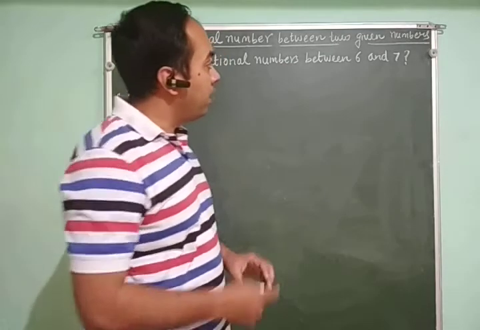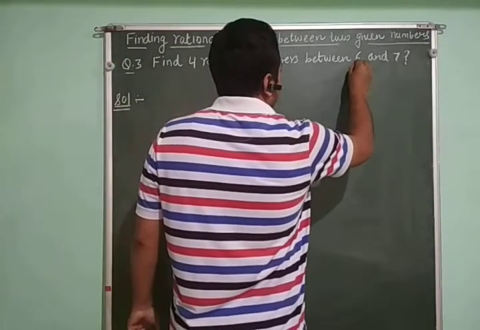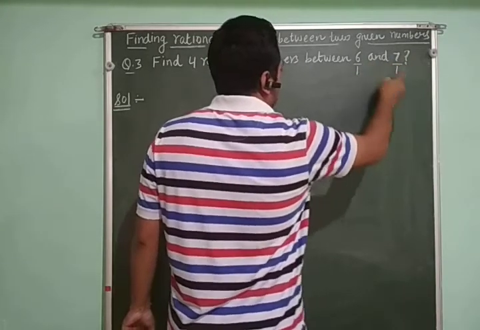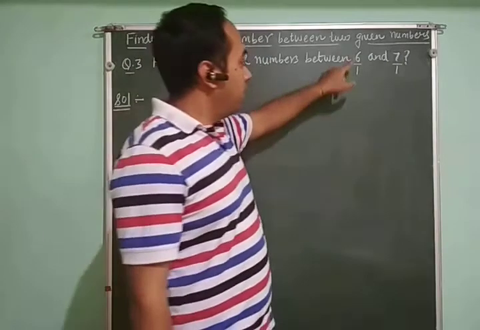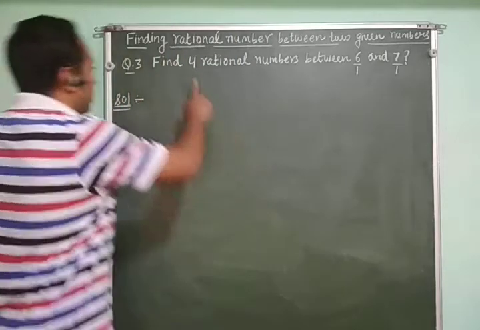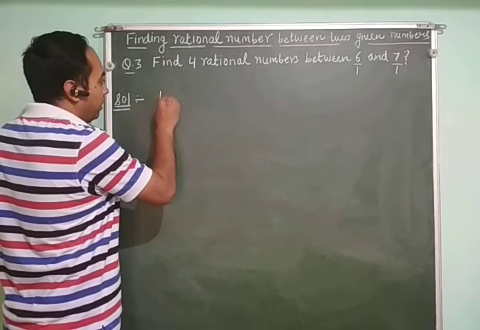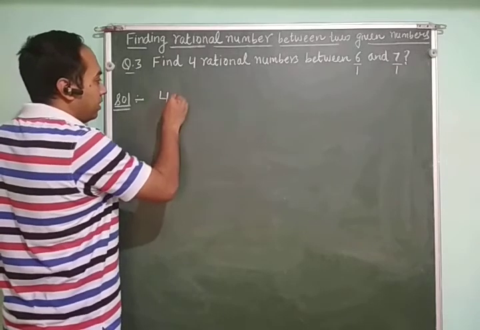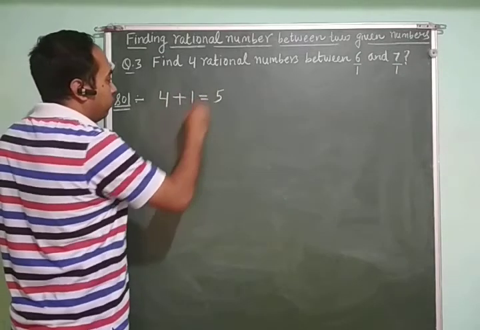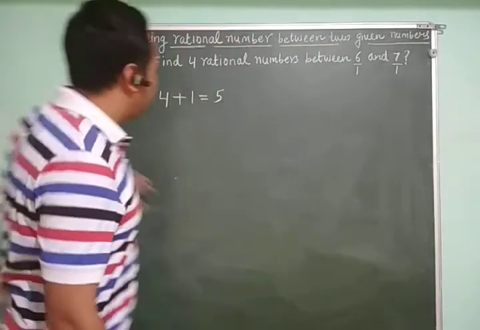And the alternative method is like this. First, check whether the denominators of these two numbers are the same or not. So over here, the denominator of 6 is 1 as well as the denominator of 7 is 1. Now, what is written over here? 4. So we will write 4 over here and we will add this 4 with 1. On adding 4 with 1, we will get 5. Now, I am copying this number 6 upon 1 over here.